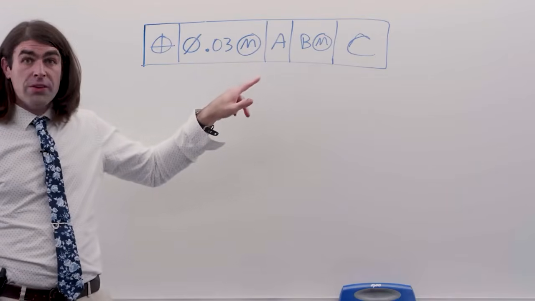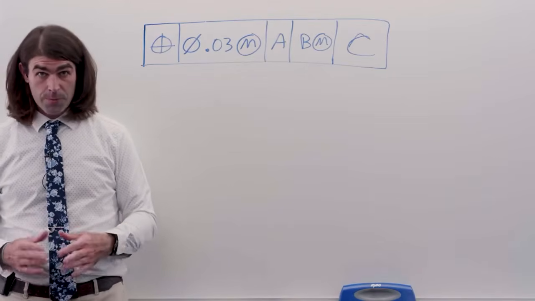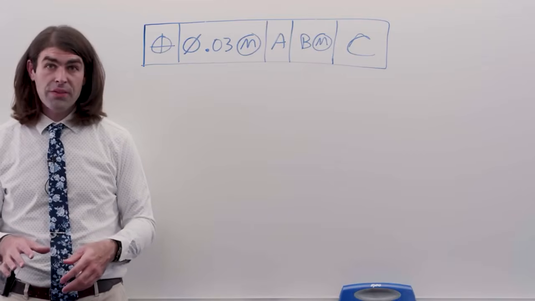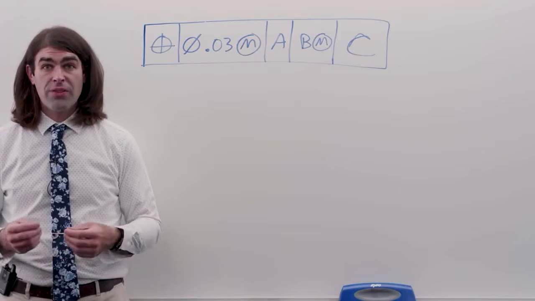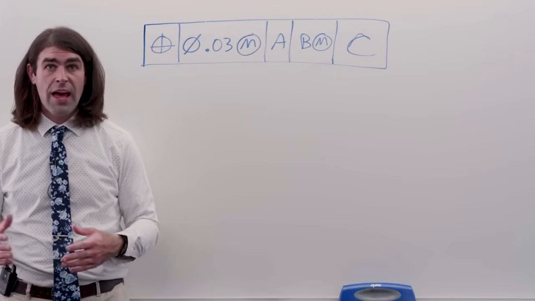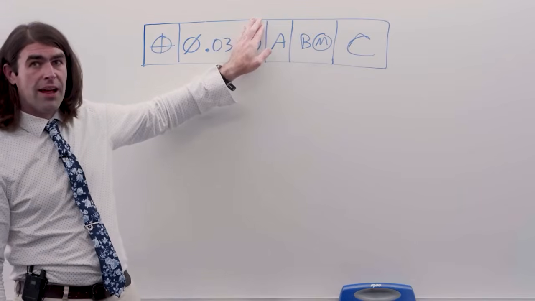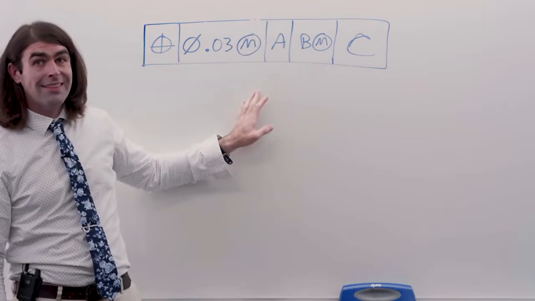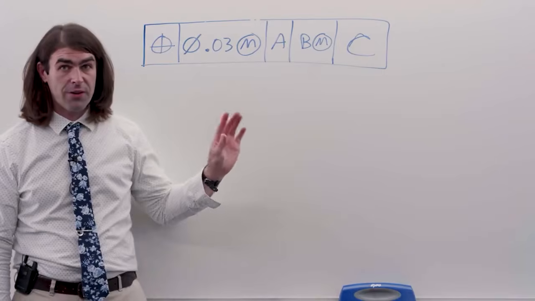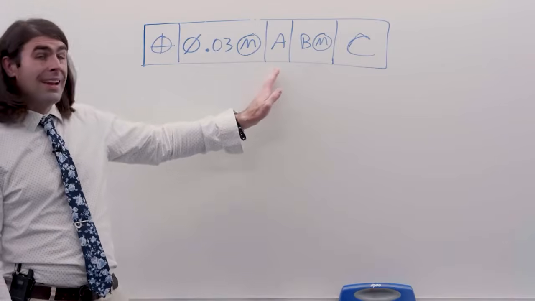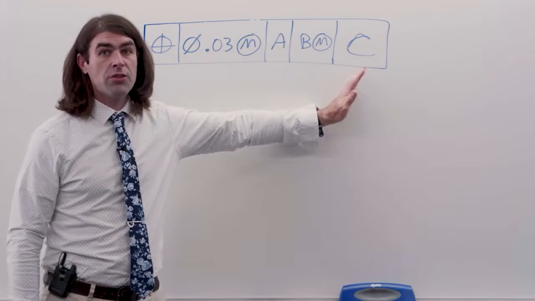Next up, material condition modifiers. Now, position is applied to features of size, so there'll either be a symbol here. If there's not a symbol here, then it's regardless of feature size. That's rule number 2 of the ASME standard. It just means that with no symbol, the tolerance is always 30 thousandths. With the symbol, the tolerance can change depending on the size of the actual feature, and I'll discuss a little bit more later. Next up are datum references, or primary, secondary, and tertiary datum.